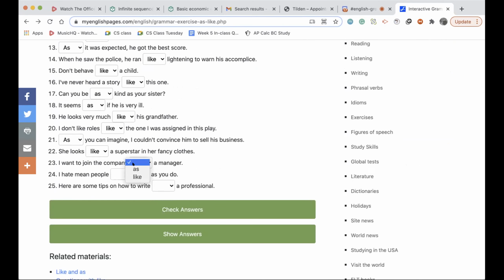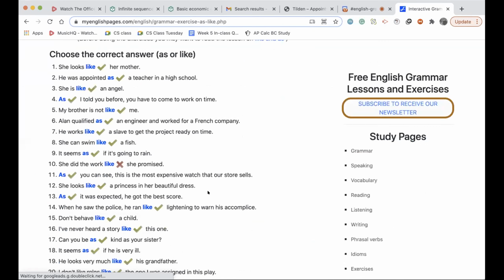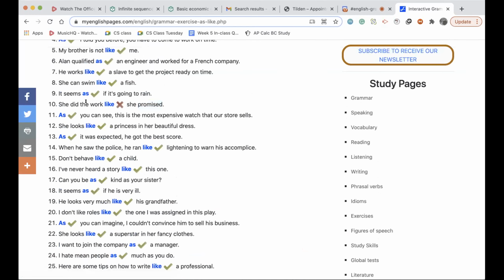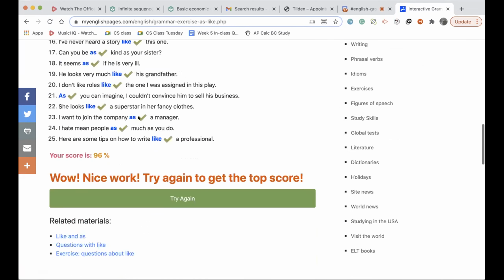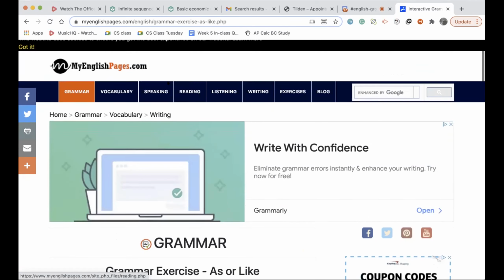I want to join the company as a manager. I hate mean people as much as... comparing, this is a measure, like how much, right? Here's some tips on how to write like a professional. So let me see if I got them all. Oh, I missed this one. So "as she promised" would be the correct one here. I mean, both would basically work. Yeah, it's debatable. That's basically it.